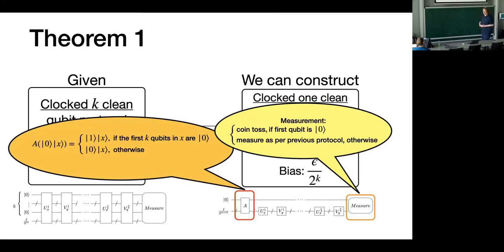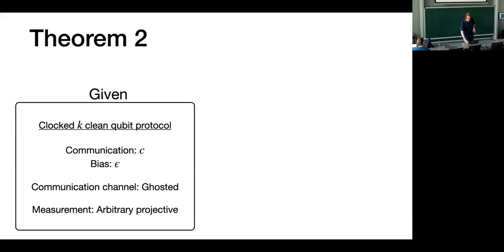And this, you can easily see, gives you a bias of epsilon divided by 2 to the K. Right? Now, that had nothing to do with communication, right? The same story applies to the usual circuit version of the one qubit.